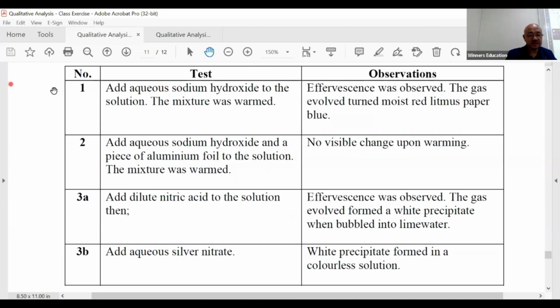When we add aqueous sodium hydroxide to the solution, and then we warm it, it's all about keywords. That's all I care. What will you see? You will see effervescence, which I mean bubbling. And every time you see effervescence, all right, you must test the gas that's evolved itself.